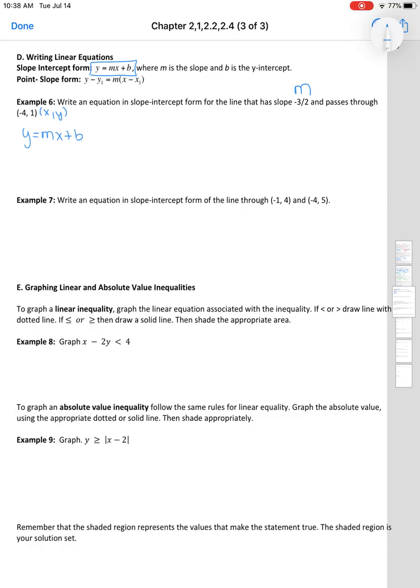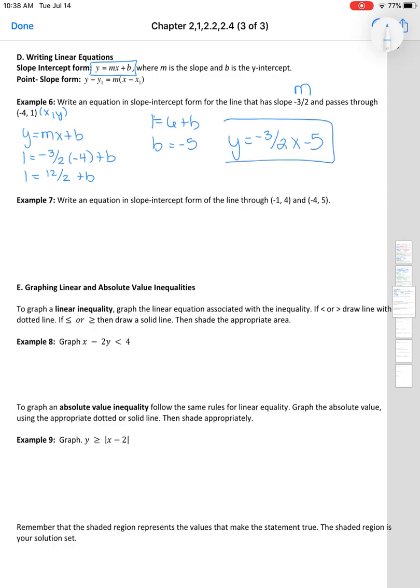So we're putting it in y equals mx plus b. According to what we have, this is our m, and if we have a point, that is our x and that is our y. So when you write an equation, you need m and b accounted for. So far we have m, so we have to get b. So we're going to sub everything in. So 1 equals -3/2 times -4 plus b. So when we multiply, we get 12 over 2, which is 6. So 1 equals 6 plus b, so b is -5.